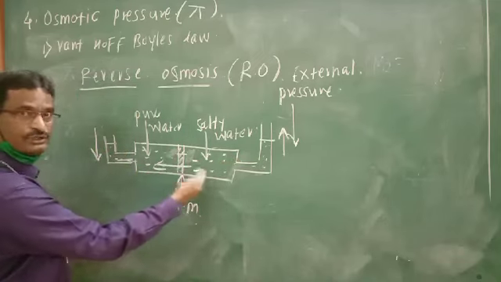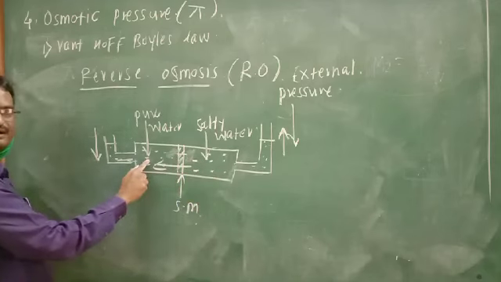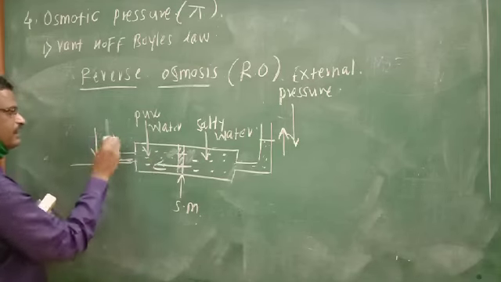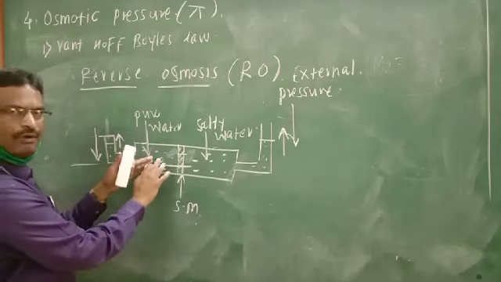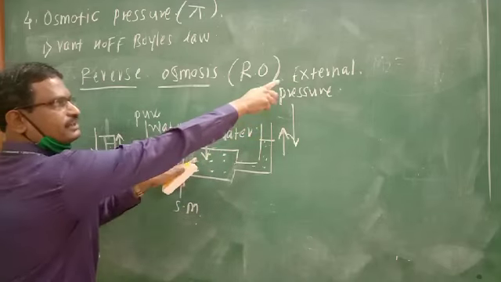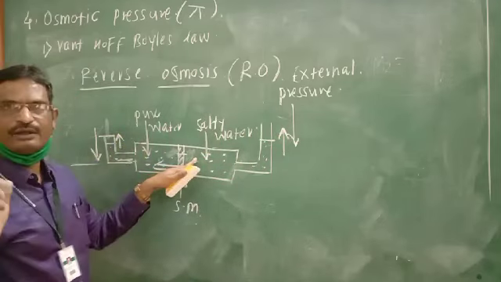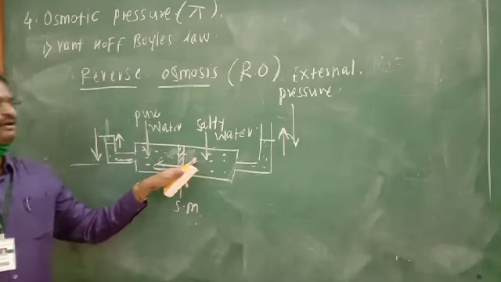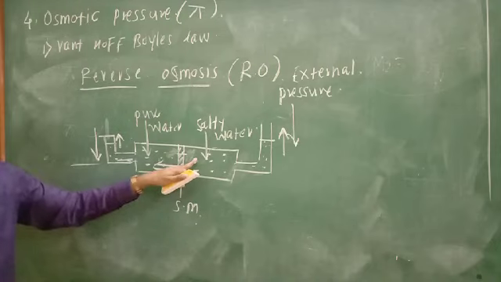There is the flow of only solvent, but from salty water to the pure water, and here we will get the pure water. This level increases, and we will get more and more pure water from salty water by the application of external pressure greater than osmotic pressure. That is known as reverse osmosis, and reverse osmosis is used for purification of water. So with that we have completed the fourth colligative property, osmotic pressure.